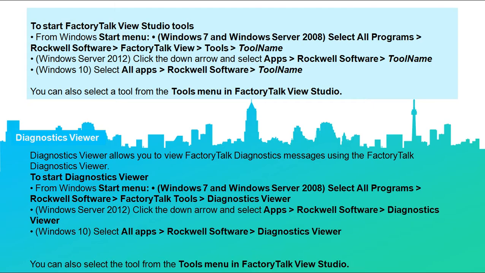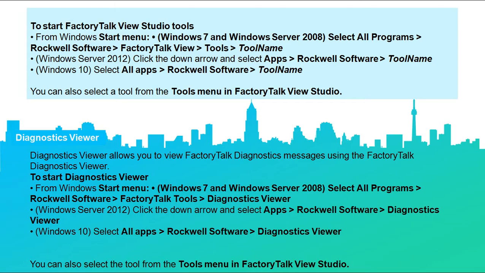See, to start FactoryTalk View Studio tools, we need to go from Windows. We go for Windows 7 or Windows Server 2008. For this, select All Programs, Rockwell Software. Go to the FactoryTalk View tools and the tool names. Whatever tools you want to use there, like we have discussed previously.